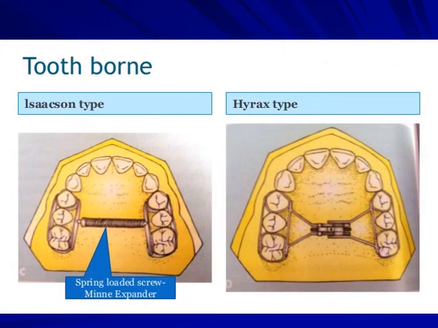The image shows the Isaacson appliance with the mini expander and the Hyrax appliance with the hygiene rapid expander. Both expanders are soldered on the bands of the premolars and the molars. Since these appliances have their support from the teeth only, they are considered to be tooth-borne appliances.